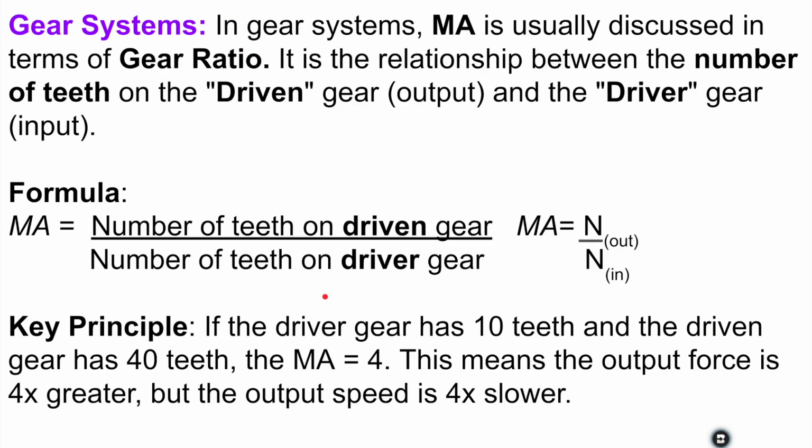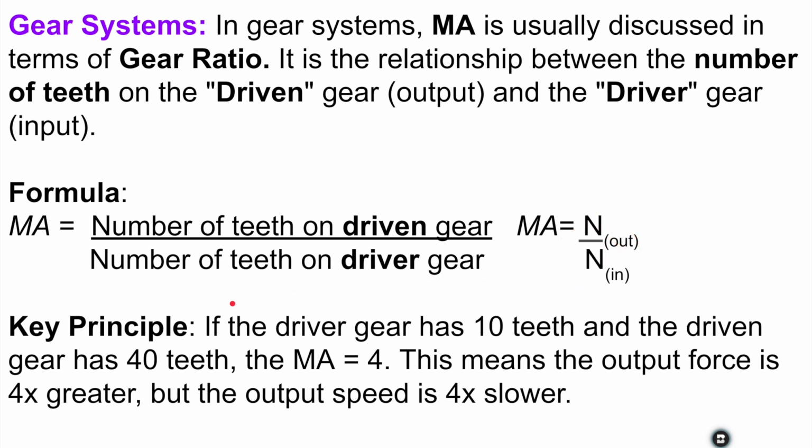With a gear system, mechanical advantage is discussed in terms of gear ratio. It is the relationship between the number of teeth on the driven gear, the output, and the driver gear, the input. We calculate mechanical advantage by the number of teeth on the driven gear over the number of teeth on the driver gear. Usually we see it represented this way, where mechanical advantage is equal to the number of teeth on the out over the number of teeth on the in.